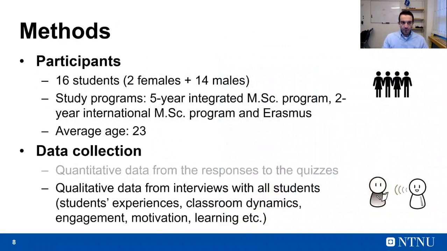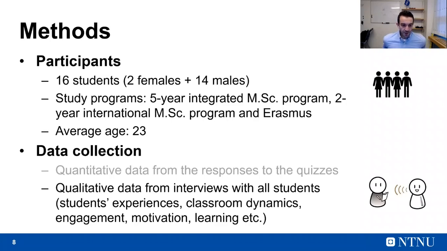So I will move on to the methodology that we used and developed together with Anna. Again, there are 16 students participating in this study, 2 females and 14 males. They come from various study programs, including the 5-year integrated master program in energy and environment, the 2-year international master program, as well as various Erasmus programs, which means exchange students. And the average age of participants was 23 years old.